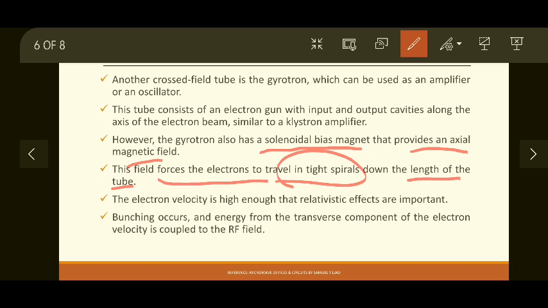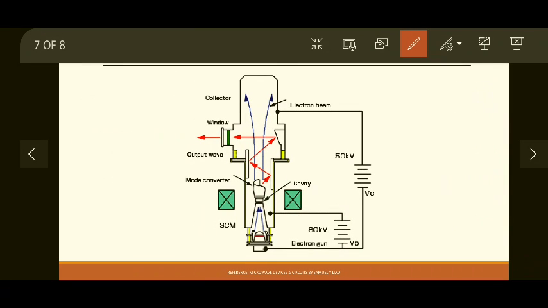The electron velocity is high enough that relativistic effects are important. So what does that mean? The relativity between electron velocity and input, that is important. Bunching occurs and energy from the transverse component of electron velocity is coupled to the RF field. So the RF field is no longer stationary in a gyrotron, whereas the RF field was stationary in case of CFA. Okay, so the transverse component of the electron velocity, transverse means perpendicular component of electron velocity, is coupled to the RF field.